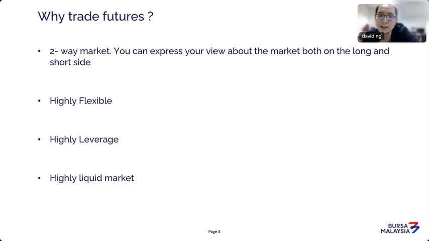So second is highly flexible. Third is obviously highly leveraged. That means every contract is based on a margin. So if you want to trade SCPO contract, it is based on the contract margin itself. Now margins are on and off. It does change from time to time given the market volatility.